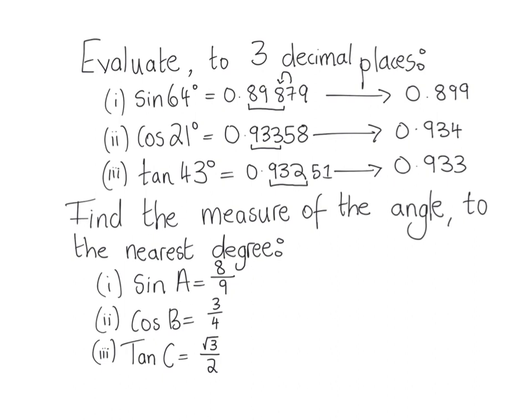So that's the first type of question you could be asked here. And the second type is find the measure of the angle to the nearest degree. First of all, we have the sine of A is equal to 8 over 9, the cos of B is 3 over 4, and the tan of C is square root 3 over 2. The first thing we need to do for this is to get A by itself, and to get A by itself, we get the sine inverse of the other side.